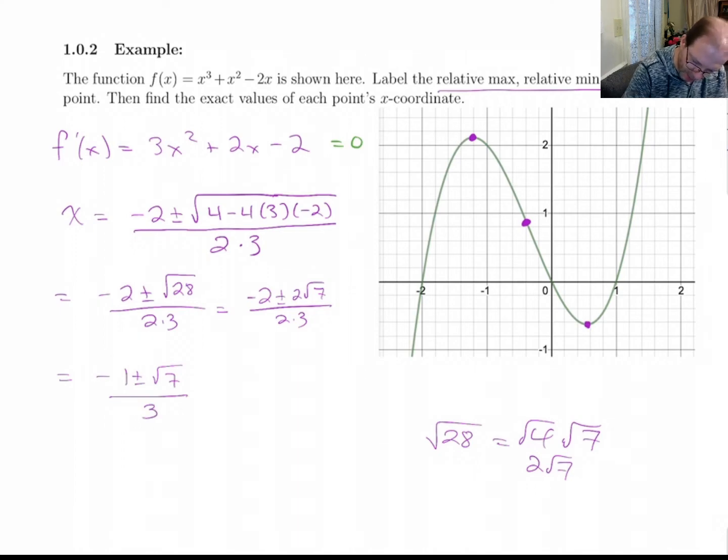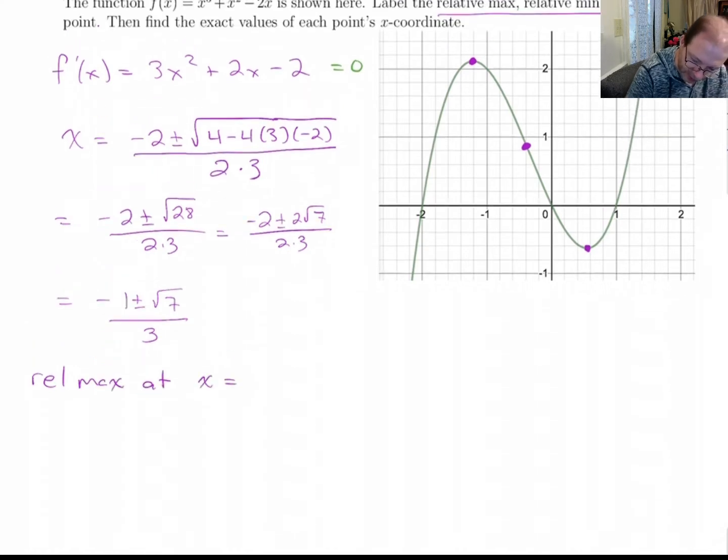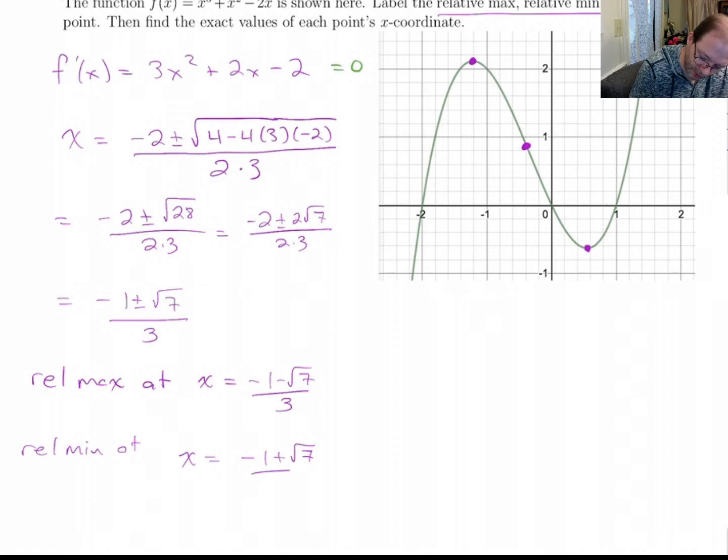So that's my relative max and min. So the relative max is at, let's see, the max was at this point right here. That's the one that's minus 1 minus root 7 over 3. And the relative min is at x equals minus 1 plus root 7 over 3.